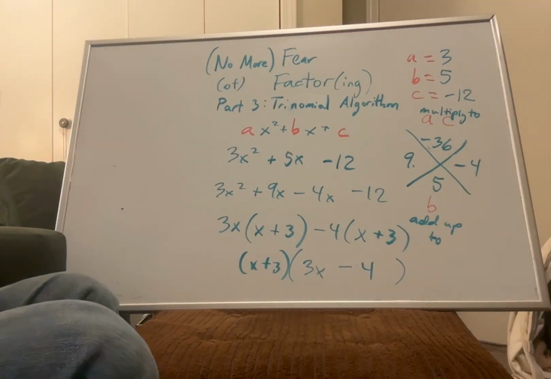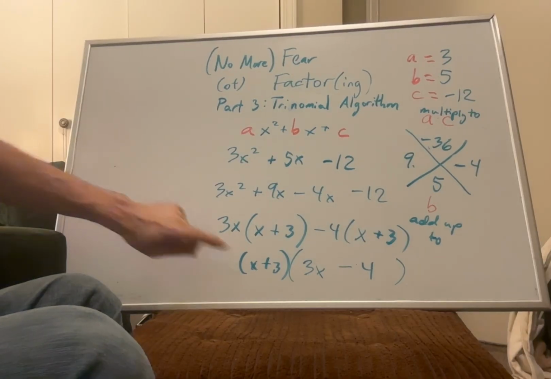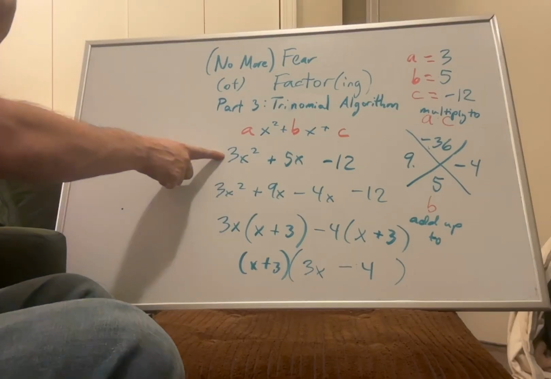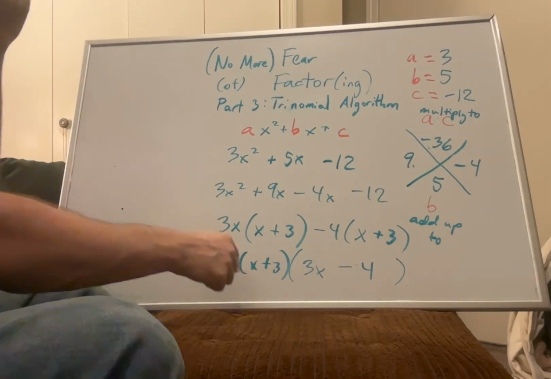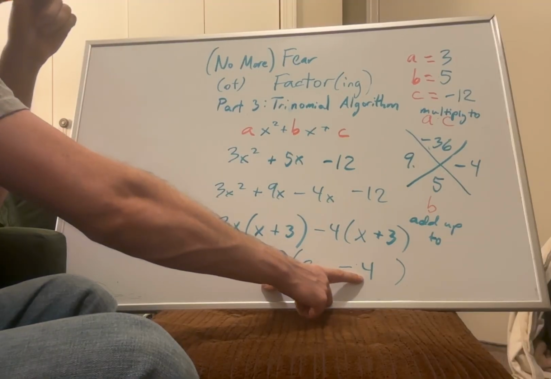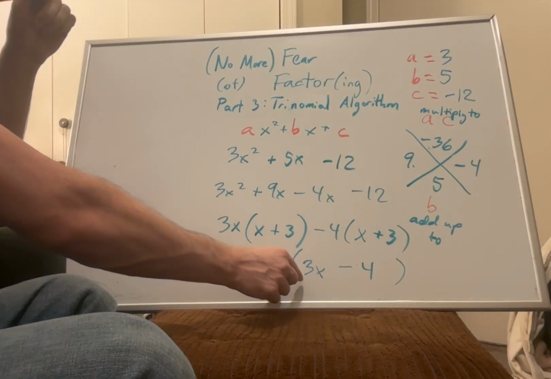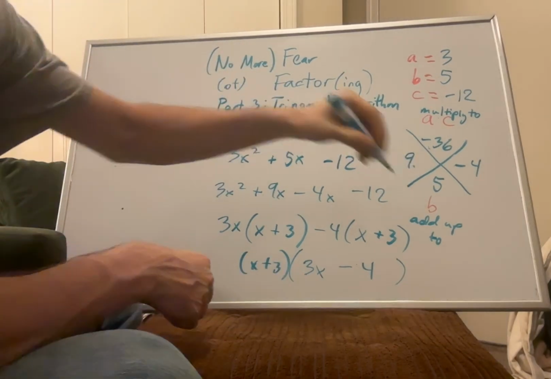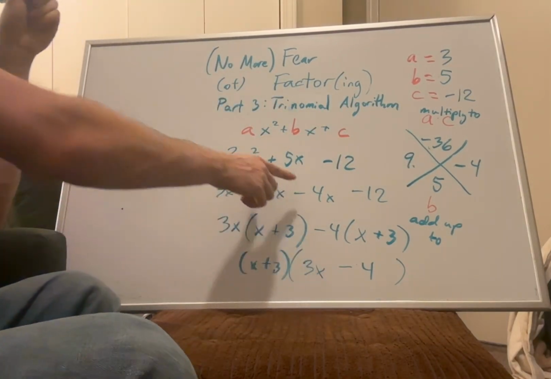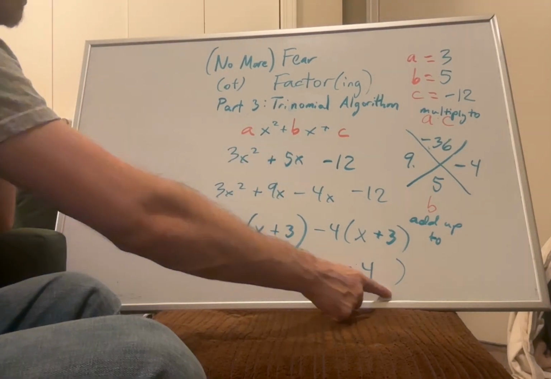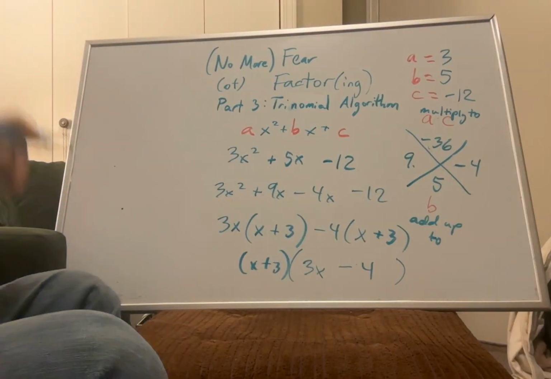So if we've done everything correctly, and we can always check via FOIL, when we FOIL this out, we should get back to here. So let's take a peek. X times 3x gets us our 3x squared. X times negative 4 is minus 4x, plus 3 times 3x, so plus 9x. So we have a minus 4x plus 9x, which gets us back to our plus 5x. And lastly, 3 times negative 4 is in fact negative 12.